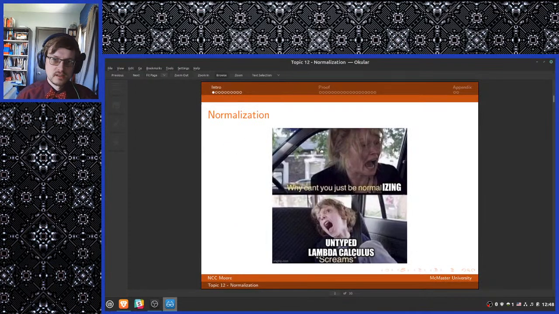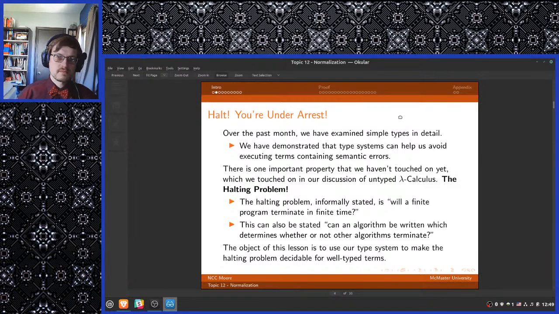Normalization. Over the past month, we have examined simple types in detail. We have demonstrated that type systems can help us avoid executing terms containing semantic errors. There is one important property that we haven't touched on yet, which we touched on in our previous discussion of untyped lambda calculus: the halting problem.